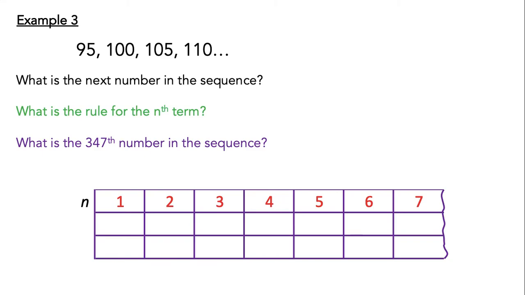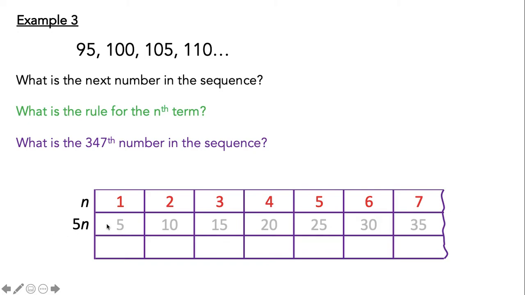So we can make a table with 1, 2, 3, 4, 5 for the position in the sequence again. We notice that the numbers are going up by 5 every time. So that gives us a clue that there might be 5n somewhere in the rule. But if we do 5n, then we get 5, 10, 15, 20, 25, 30, 35, and so on. So 5 times wherever you are in the sequence gives us that. But the numbers we want are not 5, 10, 15. They're 95, 100, 105. So it's going up by 5 every time, but it's not big enough.